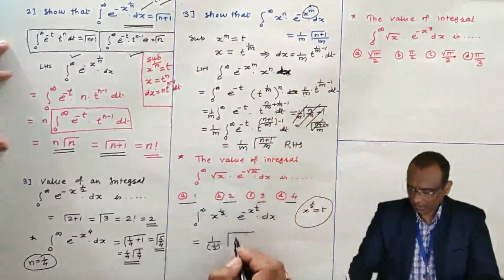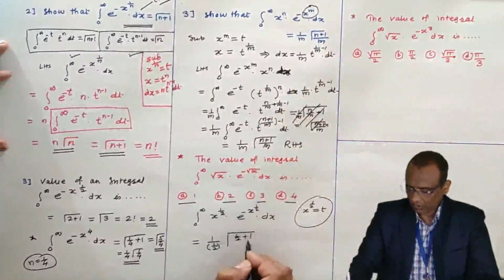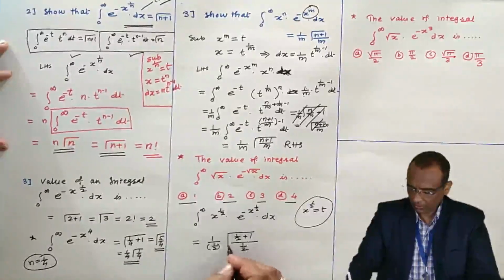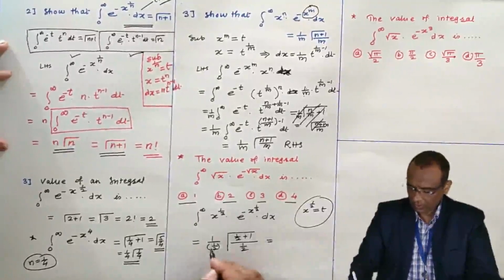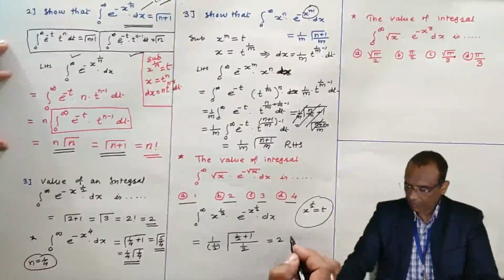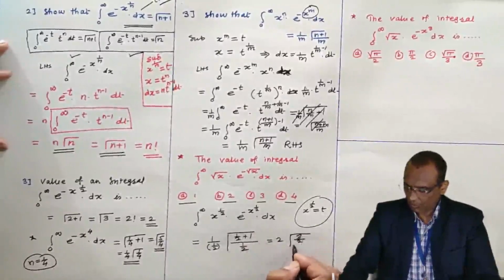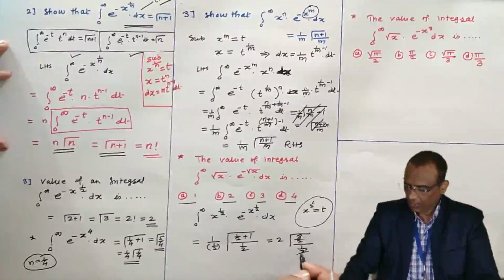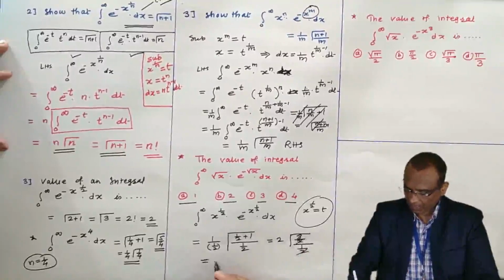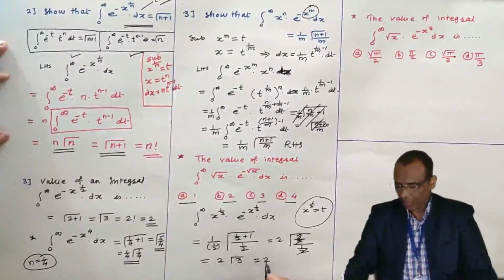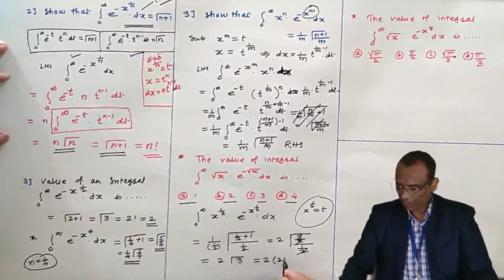Here n is 1 by 2. Here m is 1 by 2. This equals, this 2 will go up. Then this is gamma 3 by 2 by 1 by 2. This 2 gets cancelled again. The 2 gamma 3 is remaining, and gamma 3 is factorial 2.